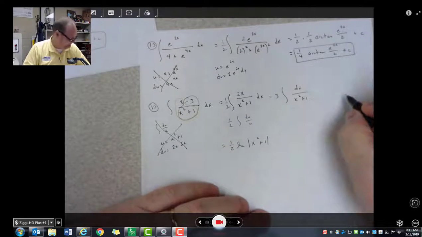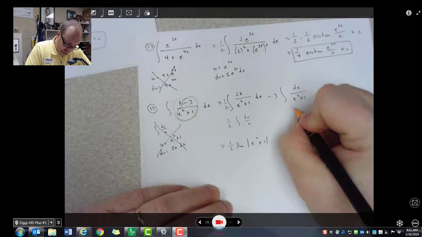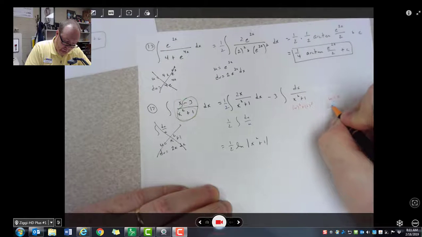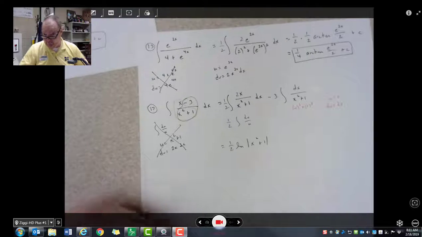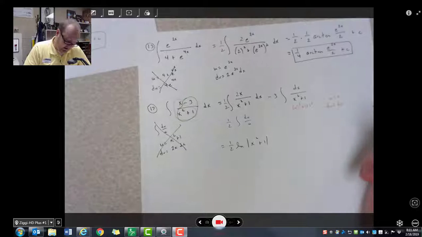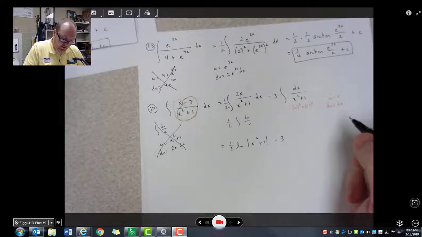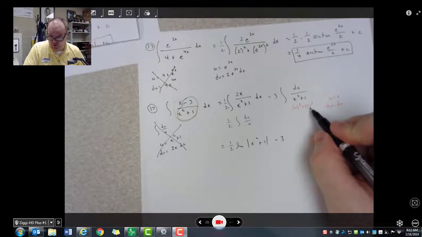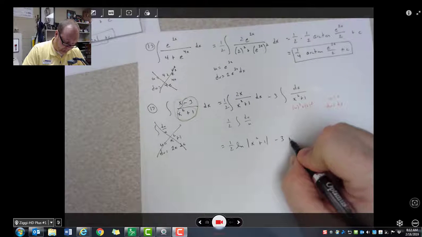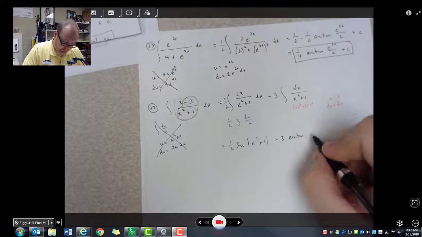So if I choose u to be x, then the du is dx. So I think everything's good to go there as well. It already fits the form of u squared plus a squared. So a minus 3 times 1 over a. A in this problem is 1. 1 over 1 is 1, times 3 is still 3, arctan of u over a, x over 1.